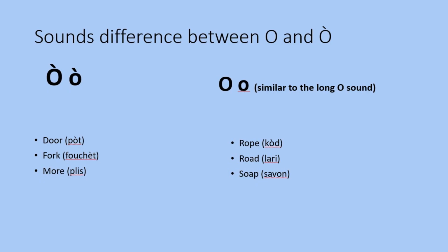So now we have the letter O. With the letter O, you have some words in Creole that do not have it, and others have it. Okay, so when the O doesn't have the accent in Haitian Creole, it has the same sound as the long O sound in English. It's simply O, right? Like rope, road, soap, right?